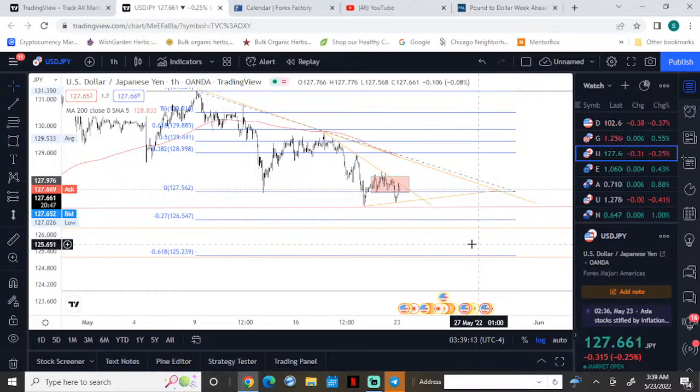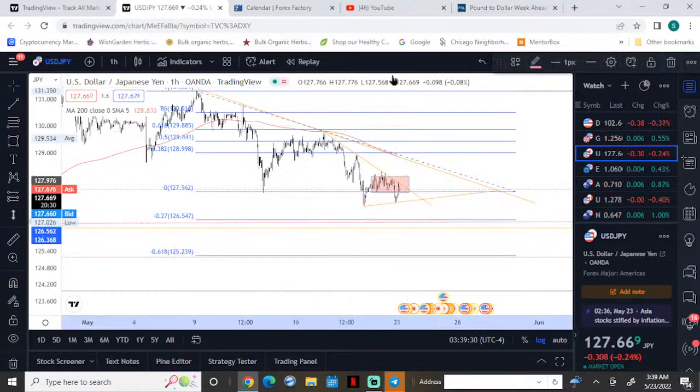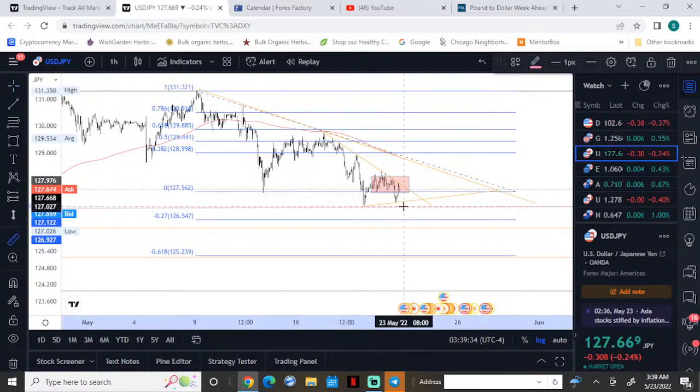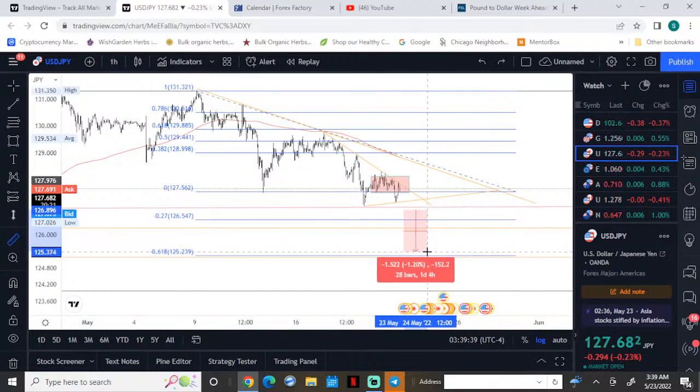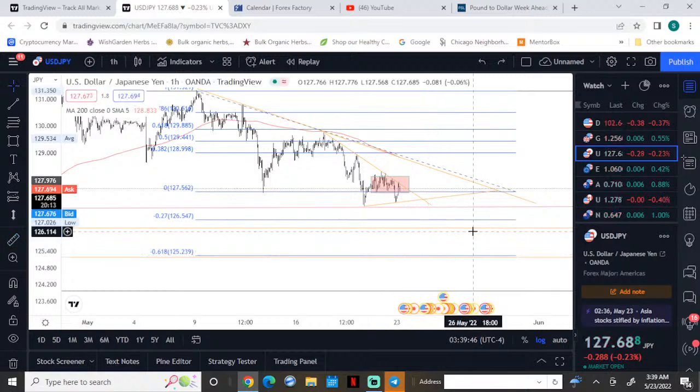So I really wouldn't get in until it breaks and retests this pink line, because it could reverse my hourly zone. Oops, let's send that back. And that's still a significant amount of pips though. If I get in somewhere around here, take it to 618, 163 pips.